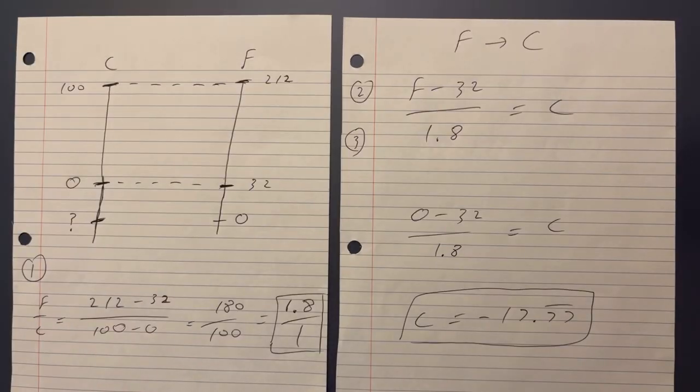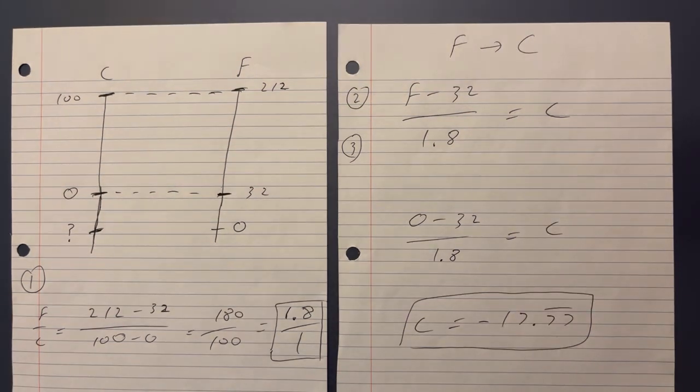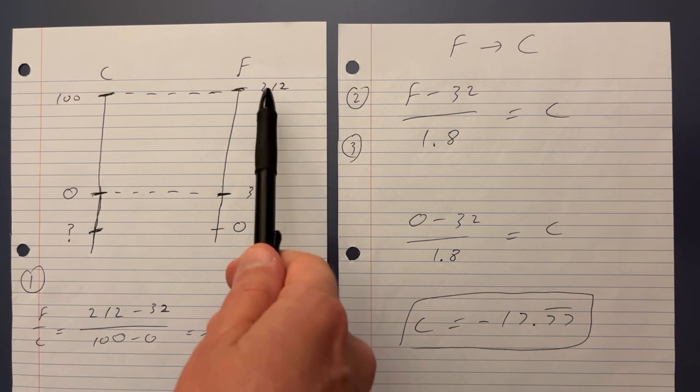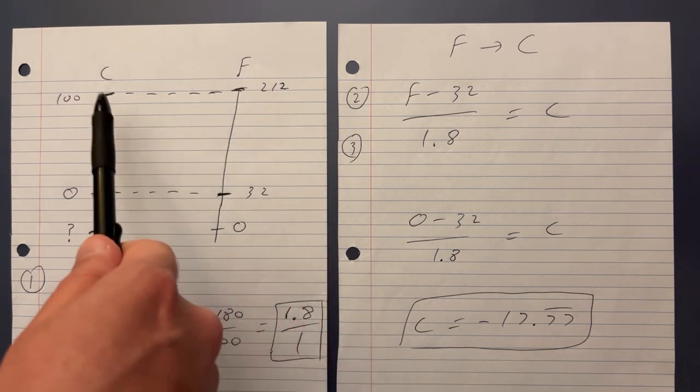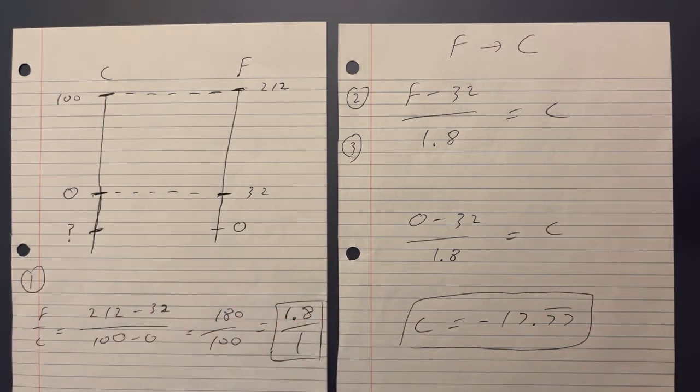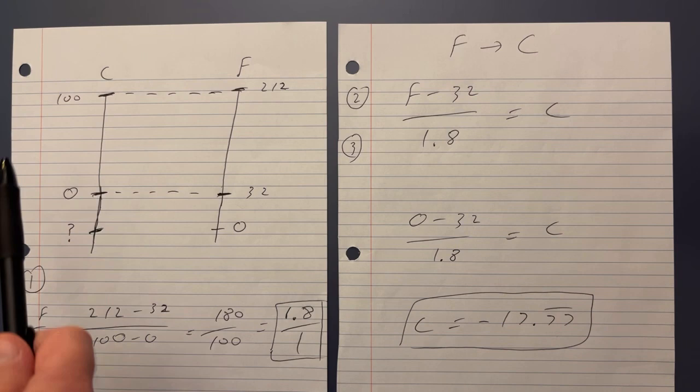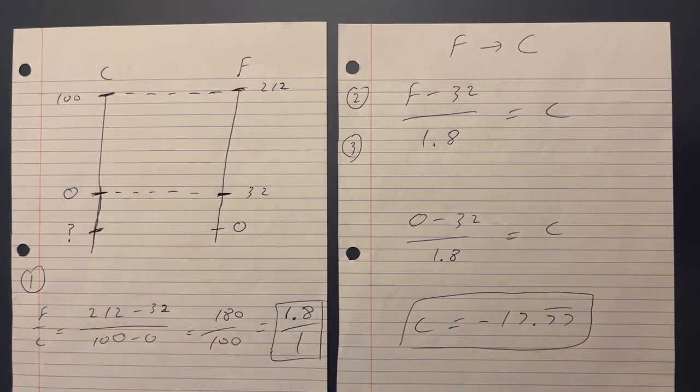The reason we want to go to 0 on the opposite scale is because if we take this number, for example, 212 on the Fahrenheit scale, we know that equals 100 on the Celsius scale. Then we have to ask ourselves, what does that 100 mean on the Celsius scale? It means it is 100 units up from 0.